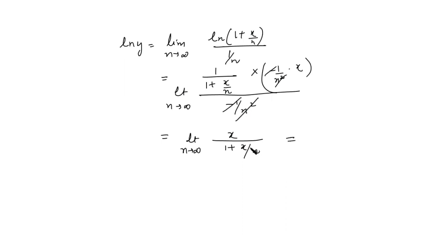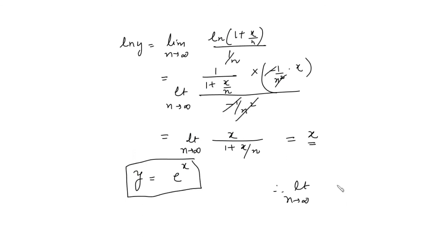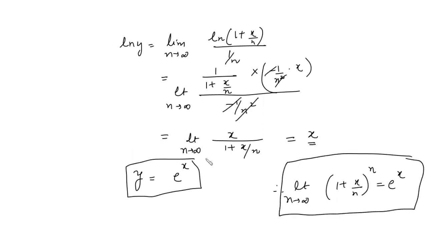So when you put n tending to infinity over here, x by n is 0, so this is x upon 1 plus 0, which is x. Right? So what will be the value of y? It will be e to the power x. So therefore the limit as n approaches infinity of 1 plus x by n to the power n is e to the power x. Right? Then the last standard limit will be the limit as n approaches infinity of x to the power n over n factorial. This is 0 for any x.